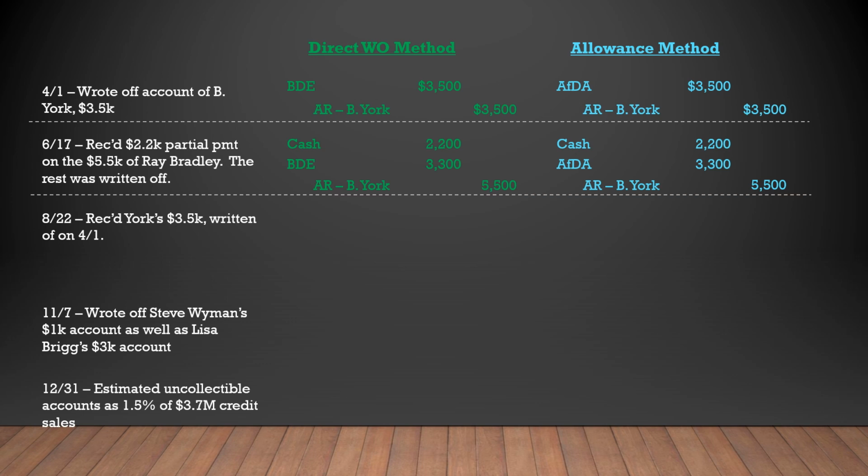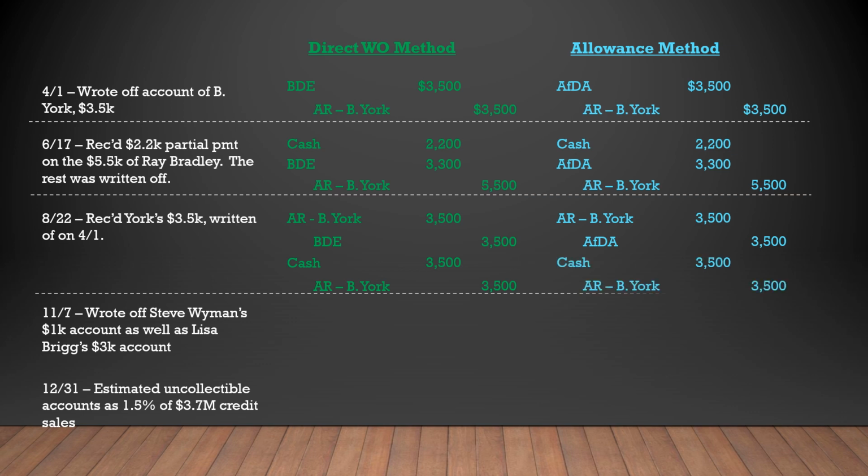August 22nd. York paid off that $3,500 amount after we wrote it off on April 1st. Under the direct write-off method, first, reverse the original entry by debiting AR back on the books and crediting BDE off the books. Next, record the cash received by debiting cash and crediting AR for $3,500. Effectively, do the same thing with the allowance method. Reverse the original write-off, then record the collection of cash.